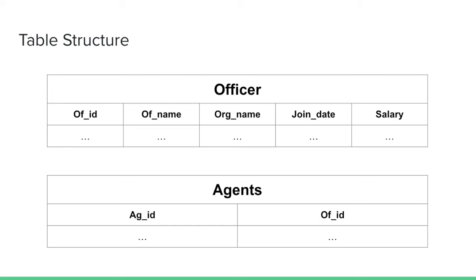So as you can see here, the officer table. I have five different fields. First one is officer ID, then officer name, organization name, join date, salary. Here I create officer ID as a primary key and organization name as a foreign key. Now let's move on to the agent table. Here we have two fields, where the agent ID is the primary key and the officer ID is a foreign key.